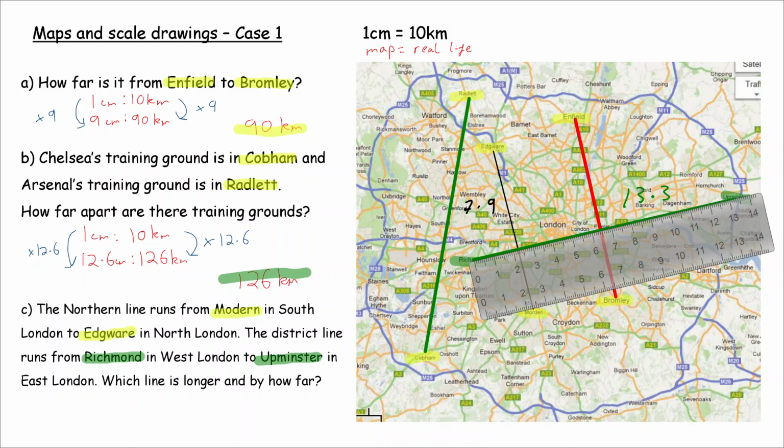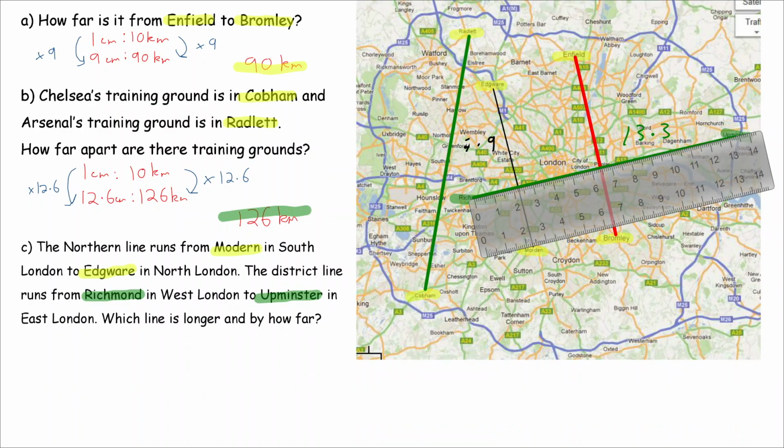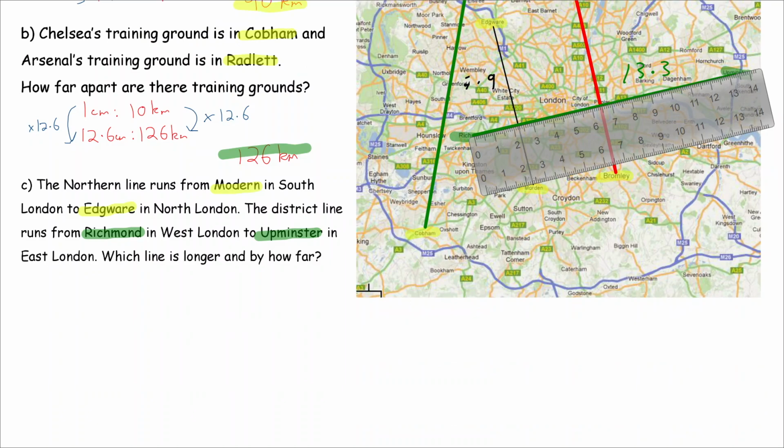Now we're going to see which one is further and by how far. We can see 13.3 is clearly bigger than 7.9. We've got to see by how far in real life. So let's scroll down a little bit, and let's consider the yellow one to begin with. So Modern to Edgware. Let's do this in red. So from Modern to Edgware, however you say it.